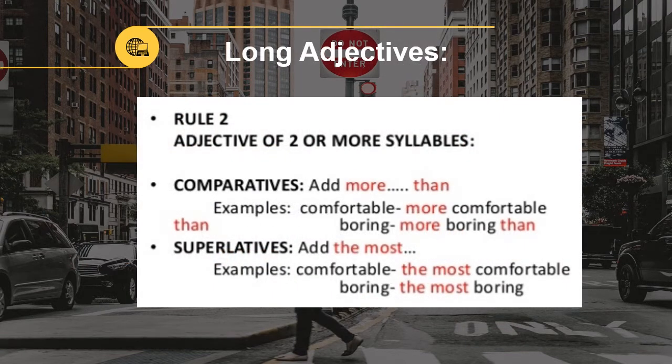Long adjectives. What about the adjectives of two or more syllables? Comparatives: remember that we are going to use the word more and the word than. Comfortable, more comfortable than. Boring, more boring than. What about superlatives? We are going to use most. Examples: comfortable, the most comfortable; boring, the most boring. It is for long adjectives.